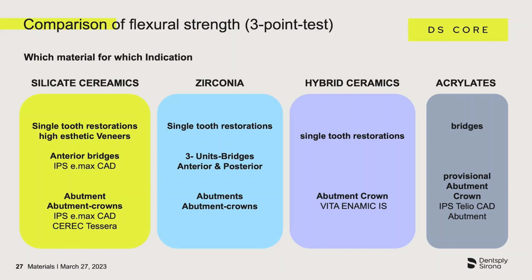Due to its high hardness, the range of indications for zirconia extends from single-tooth restorations to 3-unit bridges and implant restorations. Due to the high strength of zirconia, it is the material of choice where space is limited and there is only a slight reduction in tooth substance.